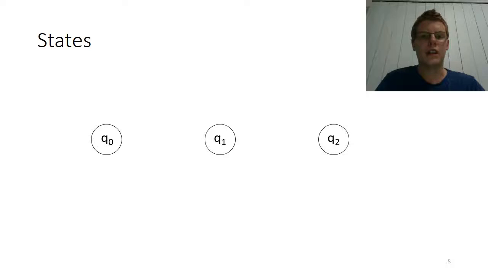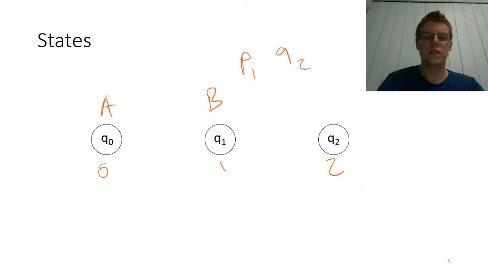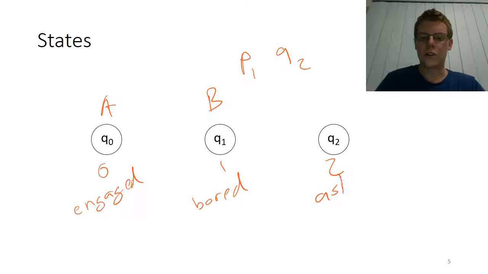There are no hard and fast rules about the names that we can use, but convention is often to use P or Q, possibly with subscripts, or you can also use letters, numbers, or if you are describing a particular problem that you're modelling, perhaps descriptive names are best. So states of a student listening to this video may be engaged, hopefully, bored, hopefully not, or asleep in the worst possible case.